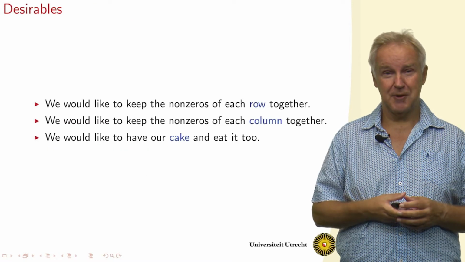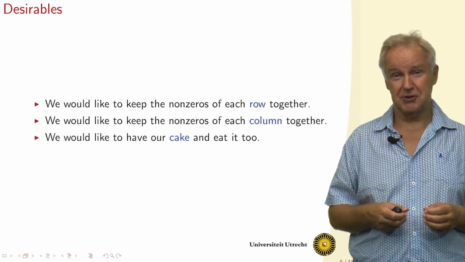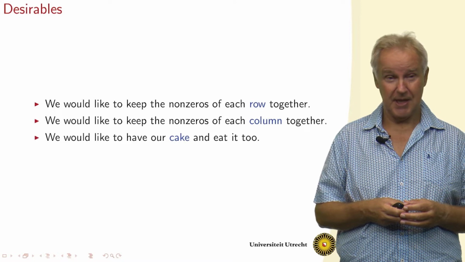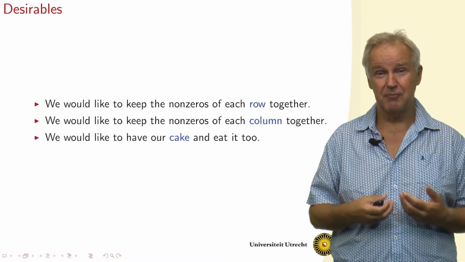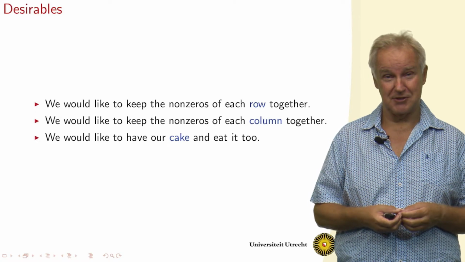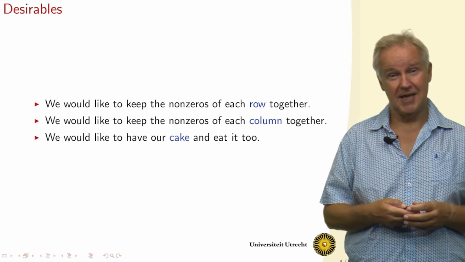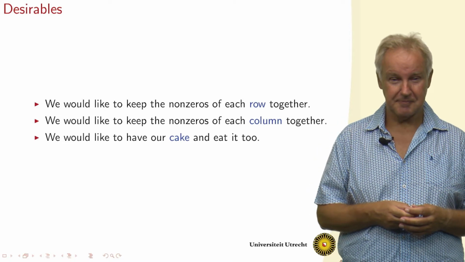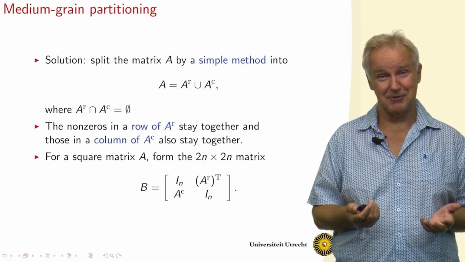What would we like to have? First of all, we would like to have all non-zeros in a row together. And then we also would like to have all the non-zeros in a column together on the same processor. And finally, we would like to have our cake and eat it. So, what is the solution to this? We can't have it all, really.